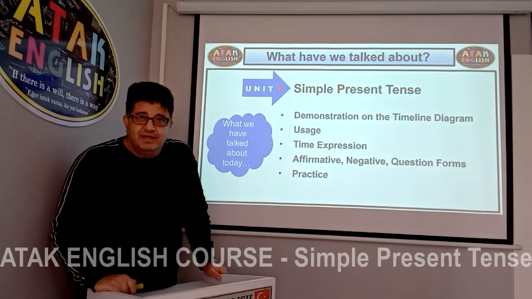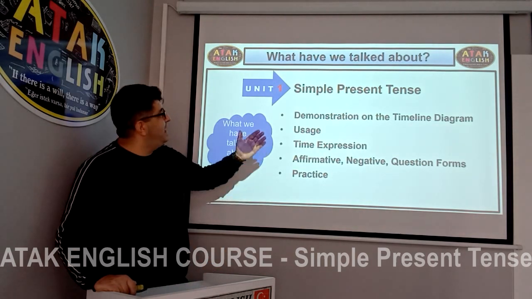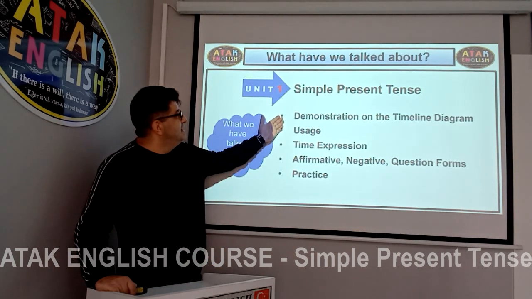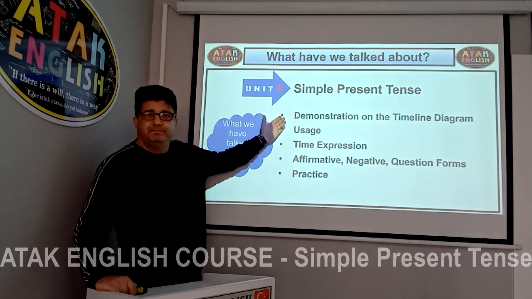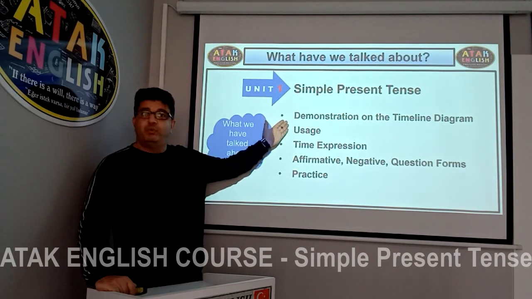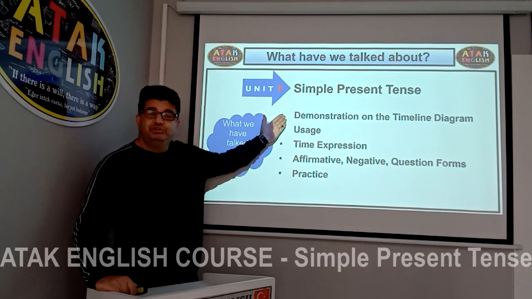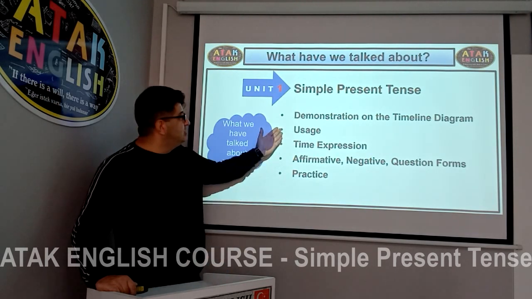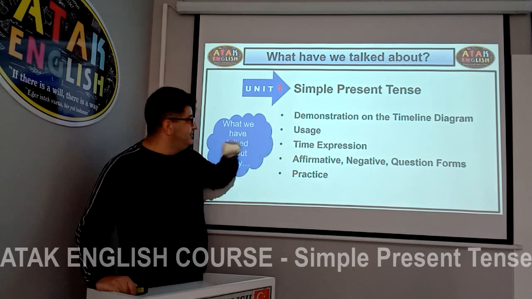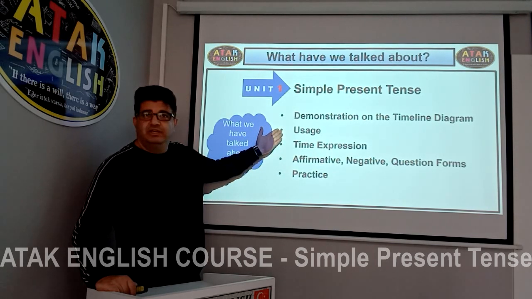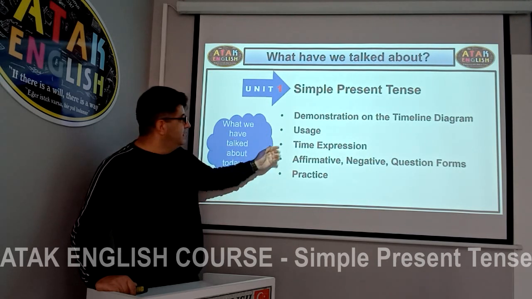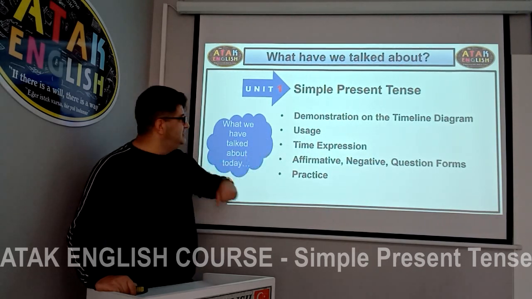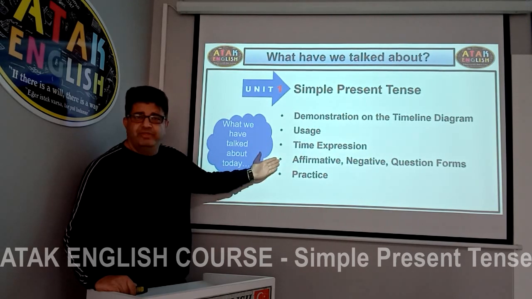Okay, today, what have we talked about? We talked about how we can show simple present tense on the timeline diagram, because it's always easier to understand the English tenses on a timeline diagram. We also talked about how we can use it appropriately. We touched on time expressions. We also talked about the affirmative, negative, and interrogative forms of simple present tense.